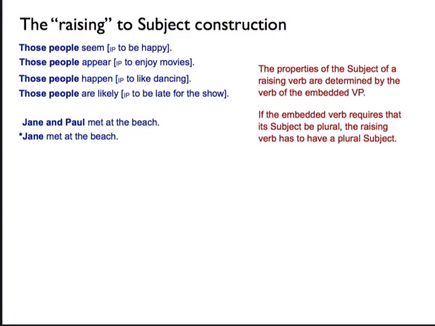There are two outs, like I said, right? Jane met Paul at the beach. That would be fine. But if I don't have the direct object, if the object is not there, then meet needs a plural subject. And we then get the same thing. "Jane appears, seems, happens to have met at the beach" is horrible, right? Jane seems to have met at the beach.